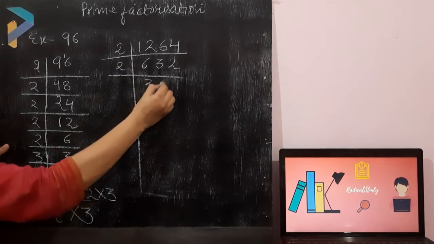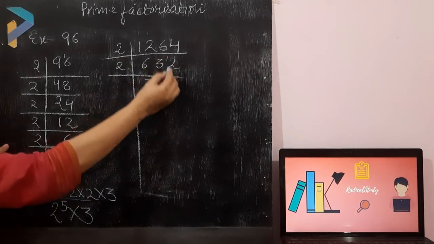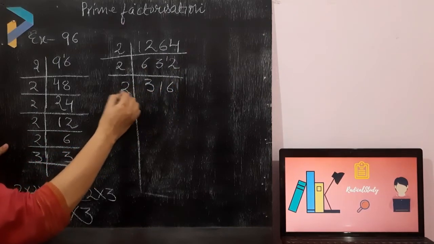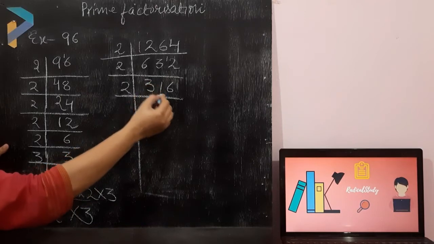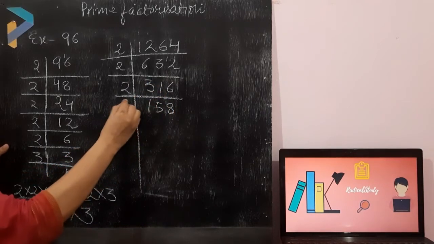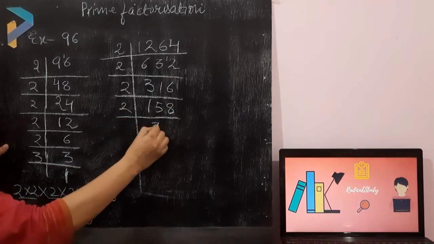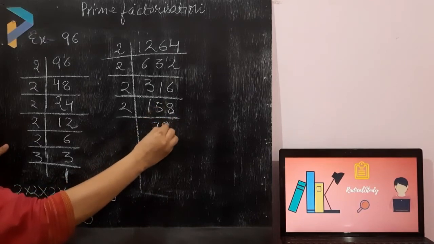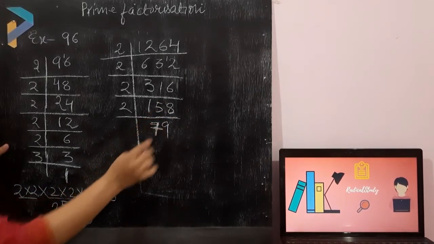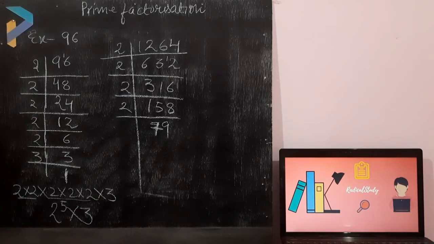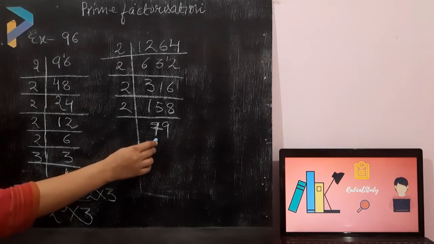Now I am doing it again. 2 threes are 6, 2 ones are 2, remainder is 1, 2 sixes are 12. Now again, 2 ones are 2, 2 fives are 10, 2 eights are 16. Again, 2 sevens are 14, remainder 1, 2 nines are 18. Now tell me, does 79 come in any table? No, students. It is a prime number.